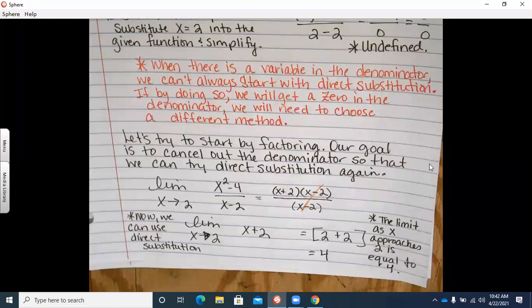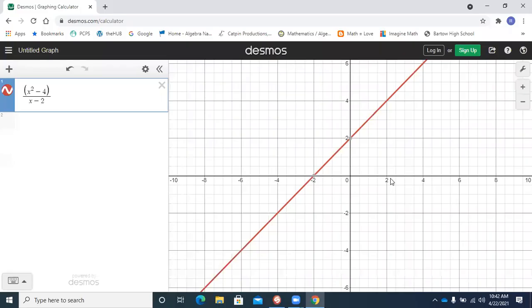So let me pop that graph back up again. On the x-axis, as we're getting closer and closer to 2, on the graph, the y is getting closer and closer to 4 as we approach it from the left, or if we were coming from the right, as we get closer and closer to 2 on the x-axis, on the y-axis we're getting closer and closer to 4. Does that make sense? Okay, yay.